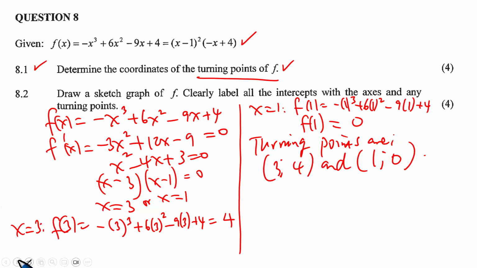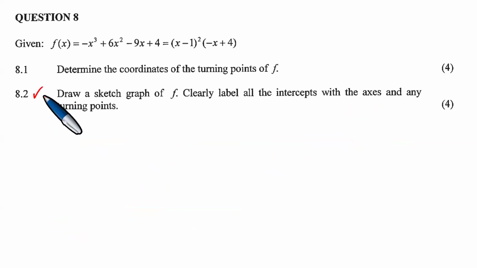Okay, we continue. So the next thing is now to draw a sketch graph of f, clearly labelling all intercepts with the axes and any turning points. Let us look at this question very, very carefully, and we proceed as follows.